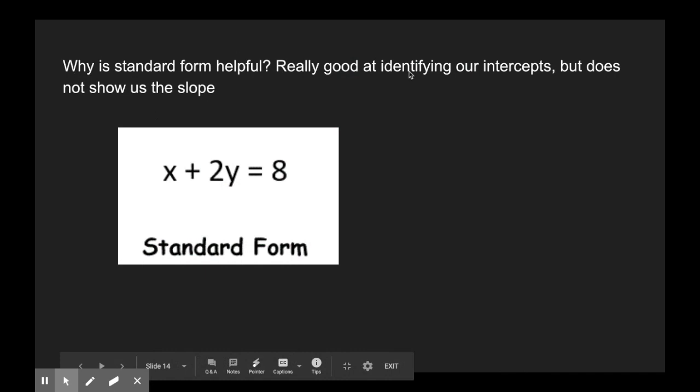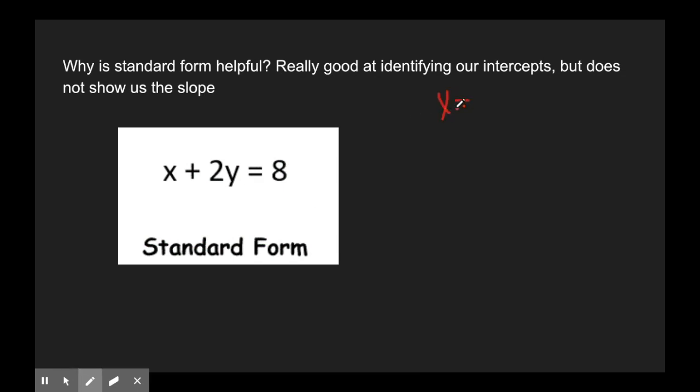Why is standard form helpful, you guys? Well, with standard form, I think it's really good to identify our intercepts. I think that's what makes it really helpful. It doesn't necessarily show us our slope because x and y are on the same side of the equation. But what makes it helpful is I can ask myself really quickly, what happens when x is 0? And what happens when y is 0? That'll give me 2 really quick and easy points right off the bat. And when I have 2 easy points, when I'm graphing a straight line, that's all I need. I'm done at that point.